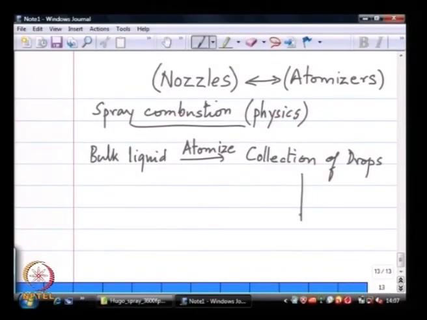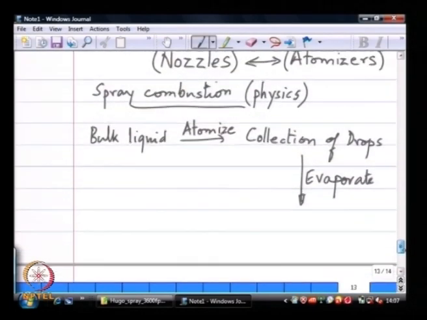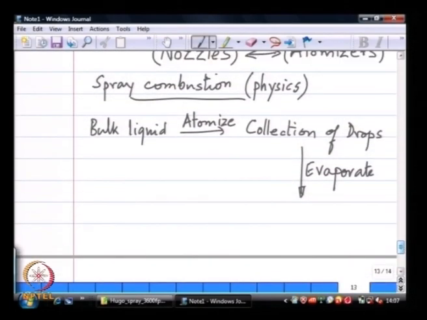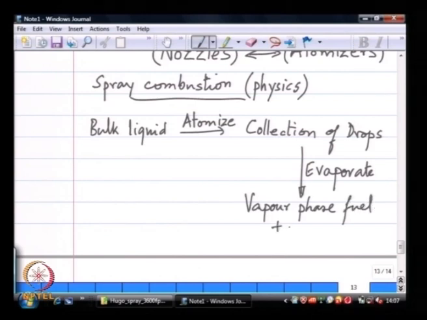The collection of drops then evaporate and that evaporation gives rise to vapor phase fuel that is now mixed in with your oxidizer. You have vapor phase fuel that is mixed in with your oxidizer. So, this is where reaction happens.